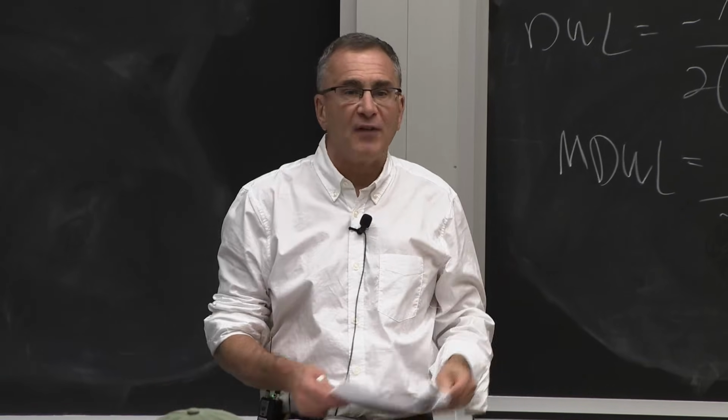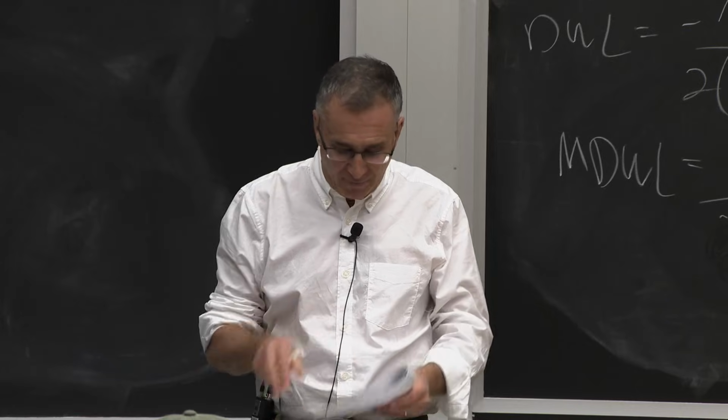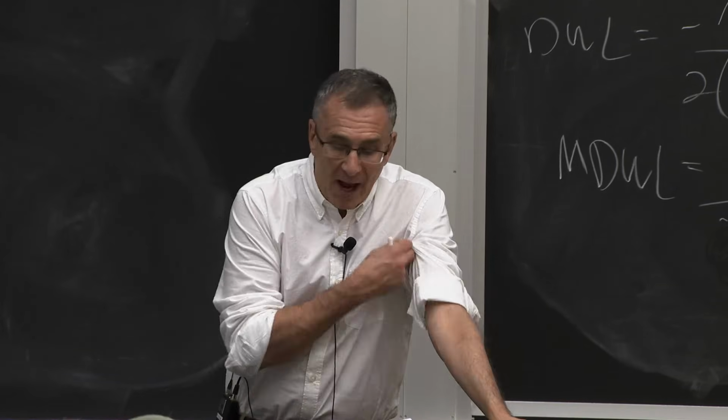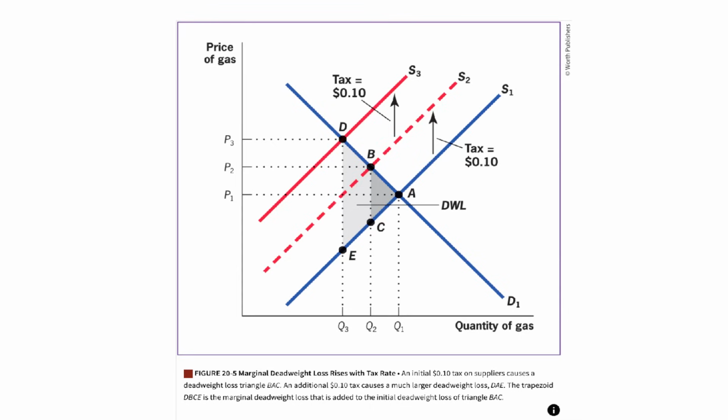To see this, go to figure 20-5. This will show you graphically, that's after the window tax figures, why this will give you the intuition. We start at point A with P1 and Q1. We then impose, imagine, a first tax. Let's say we tax 10 cents. That causes deadweight loss ABC.